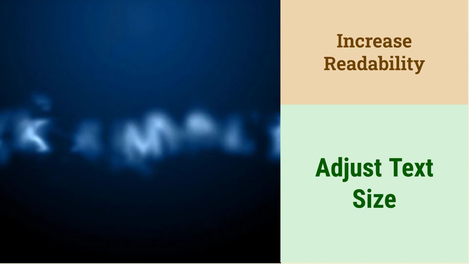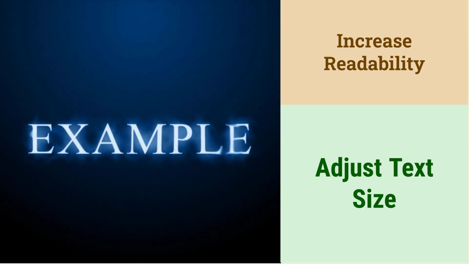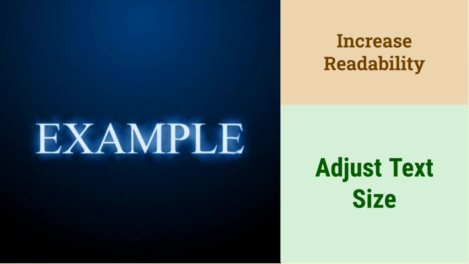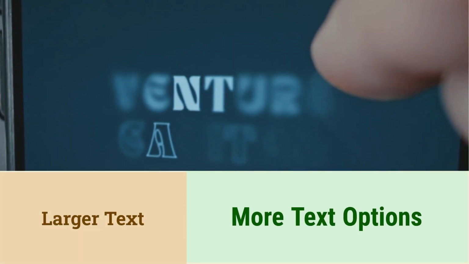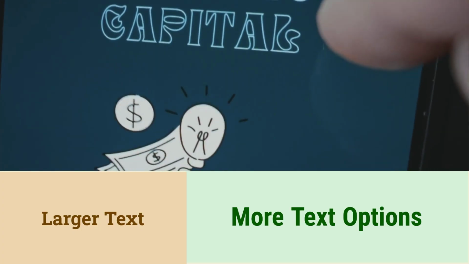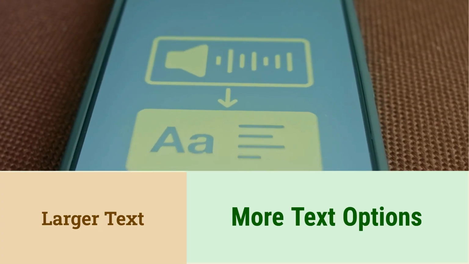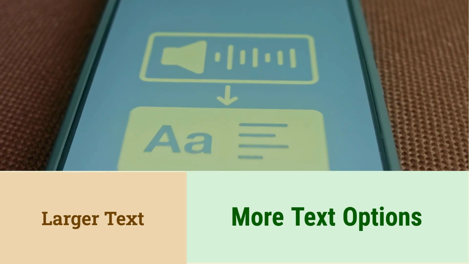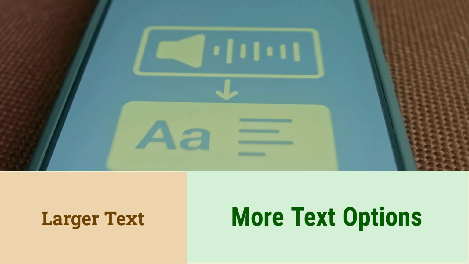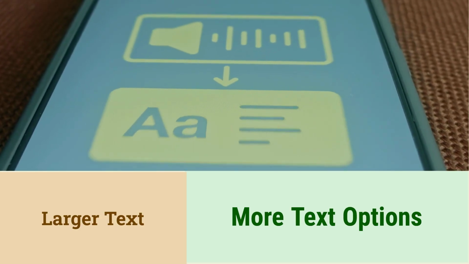Tapping on this will bring up a slider. You can drag this slider to the right to make the text larger and more comfortable to read. If you need even bigger fonts, there's another helpful setting. Go back to the main Settings menu, then tap on Accessibility. From there, select Display and Text Size, and then toggle on Larger Text. This provides even more significant text enlargement options.